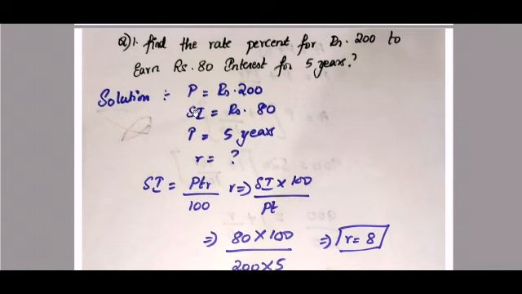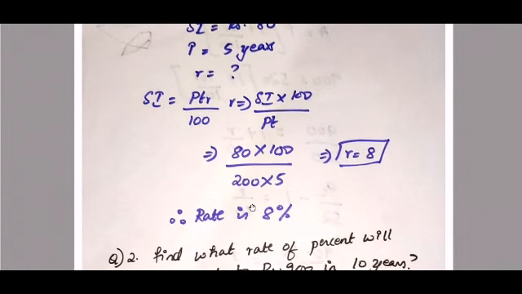So principal is equal to rupees 200, simple interest is equal to rupees 80, time is equal to 5 years. The rate of interest is the question mark. Simple interest is equal to PTR by 100. When we take out the unknown figure, that is R, towards the left hand side, it will be simple interest into 100 divided by PT. So 80 into 100 divided by 200 into 5, the rate of interest is 8%. It is in percentage. The rate of interest is equal to 8%.